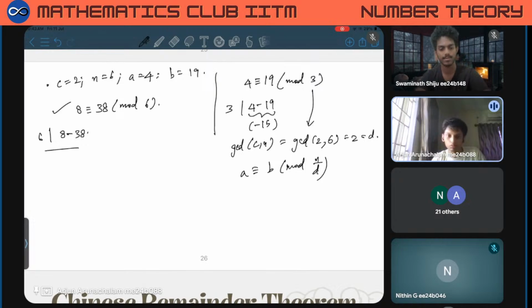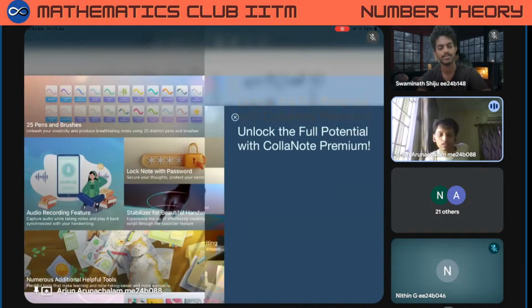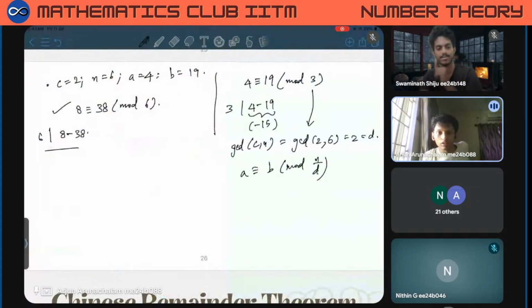Let's say you're dealing with large numbers, so like c can be as large as, let's say, 2000 and n is 4000. Then you can essentially come to mod 2. It's a great way to simplify. So yeah, we can prove it.